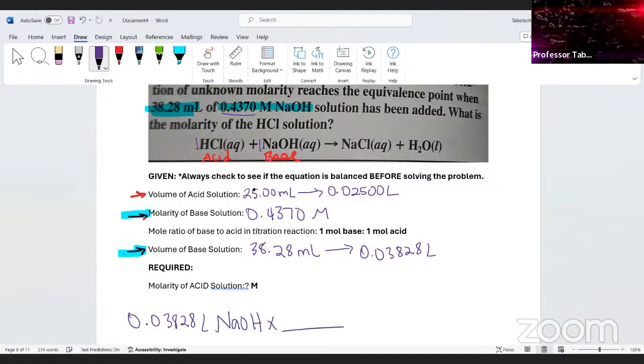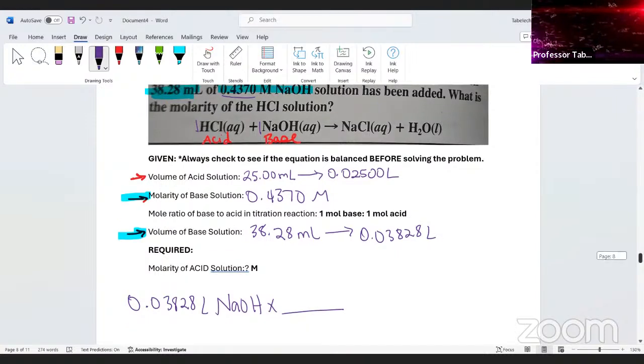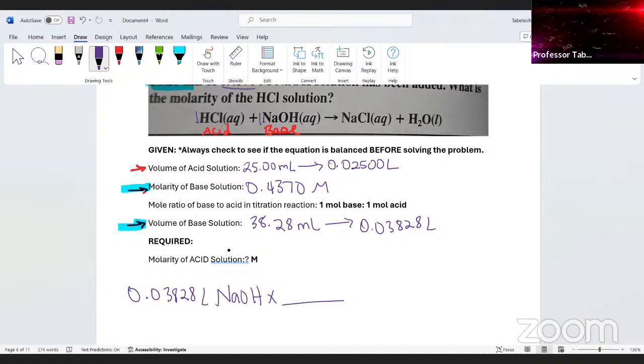Now, in this next space right here, and let me zoom in so y'all can see that, okay? In that next space, I'm going to use my molarity of that base. But instead of writing 0.4370 molarity, I'm going to write 0.4370 moles of NaOH over 1 liter of NaOH. Remember, molarity is moles per liter, okay? So that's what I have right there.